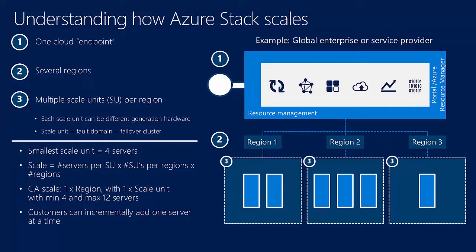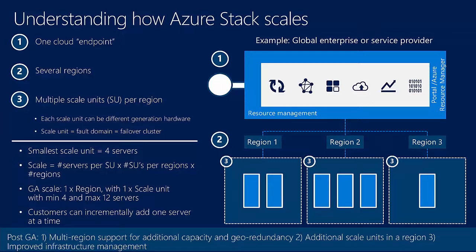The smallest scale unit is 4 servers. And then the scale equals the number of servers times the scale unit per region times the regions. So scale at general availability is one region with one scale unit with a minimum of 4 servers, 4 physical servers, and a maximum of 12 physical servers. And then customers can incrementally add 1 server at a time. So post-GA, multi-region support for additional capacity and geo-redundancy, and then additional scale units in a region, and then also improved infrastructure management will be available.